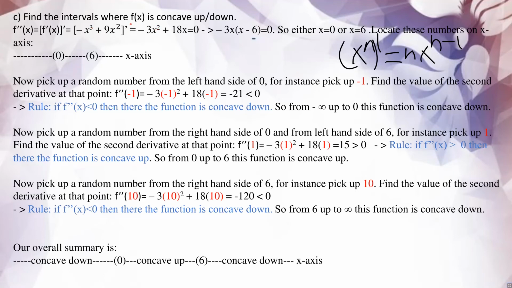Plus, power is 2. 2 comes to the front. And there's already a 9 there. So 9 times 2 is 18. And power minus 1, 2 minus 1 is 1. So I don't bother writing it. So it's 18x. Now I'm going to find what makes this 0.